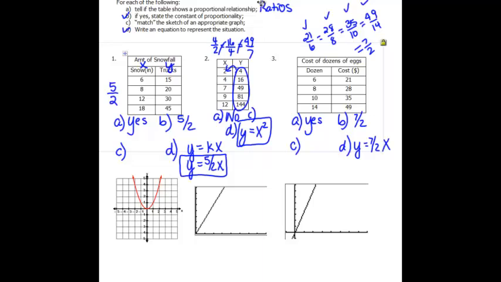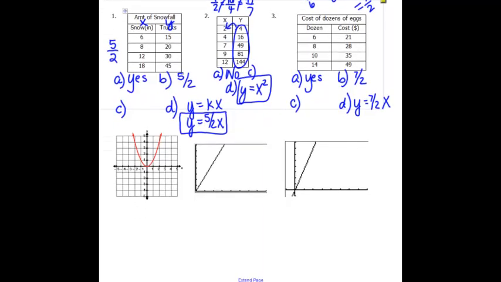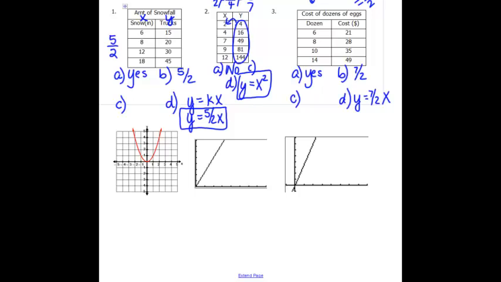We look at each of the graphs that are shown. We need to be able to match those up with each of our scenarios up above. So one of them obviously stands out. That is, if I call these graphs A, B, and C, A stands out because it's a curve, and we know in fact that that is not a proportional relationship. So that has to go with question 2.